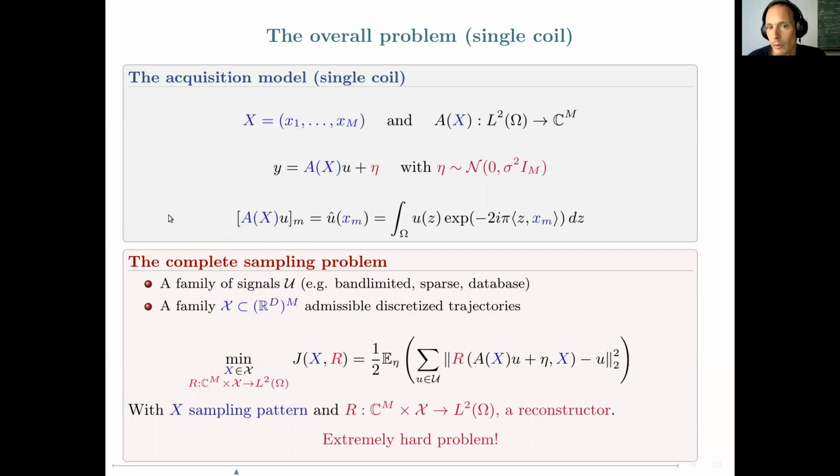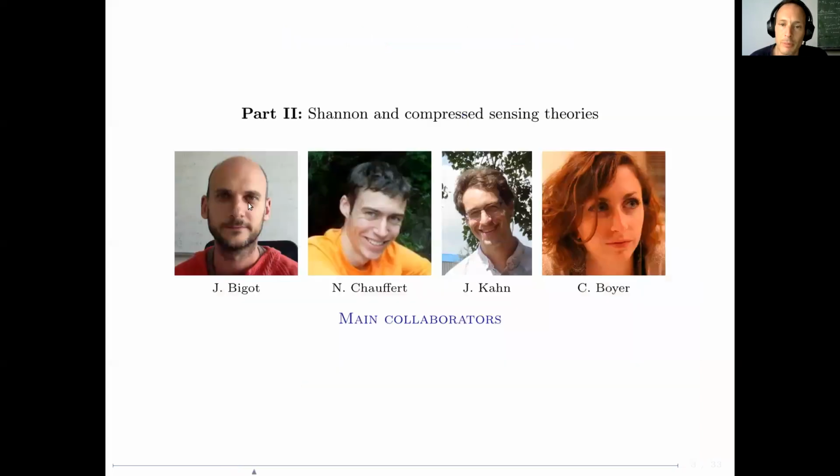And so now I will review how this problem was tackled from a theoretical point of view with two theories, the Shannon sampling theory and the compressed sensing theory. And here what I will present owes a lot to the previous people I mentioned, but also to those ones: Jérémie Bigot, Nicolas Chauffert, Jonas Kahn, and Claire Boyer.